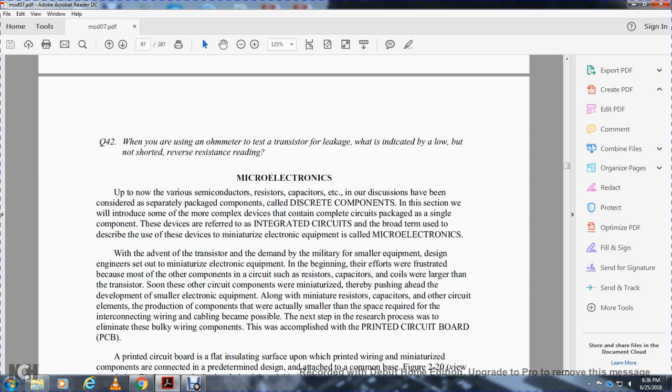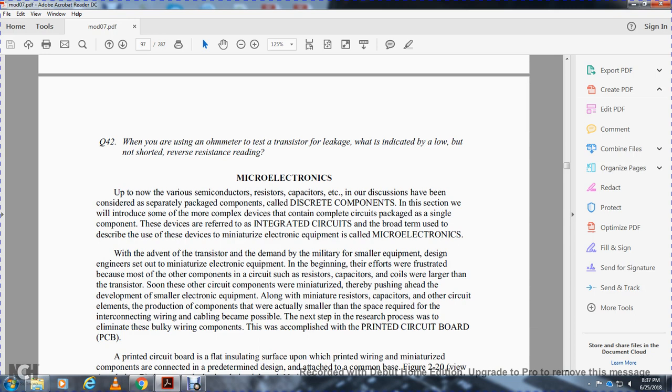With the invention of the transistor, the military, space, and other programs had design engineers setting up to miniaturize electronic equipment. The beginning of these efforts was frustrated because most of the components in the circuit, such as resistors, capacitors, and coils, were larger than the transistor. Soon the circuit components were miniaturized, pushing ahead the development of smaller electronic equipment. Although miniature resistors, capacitors, and other circuit elements were produced, the space required for the interconnecting wires and cables became the limit.